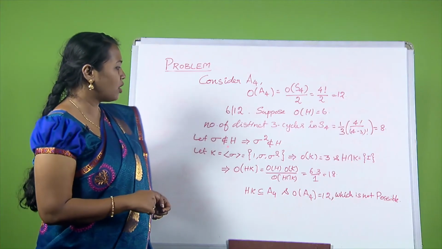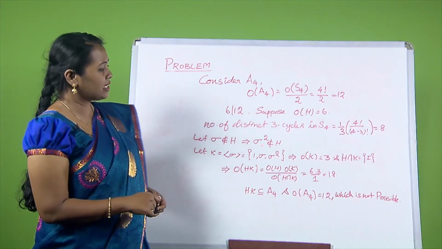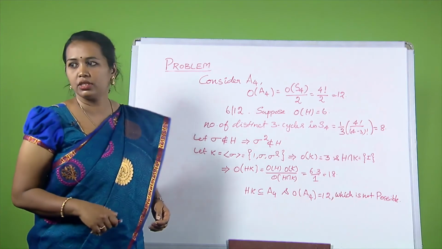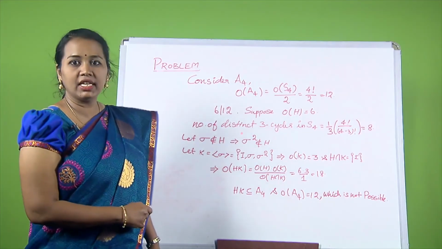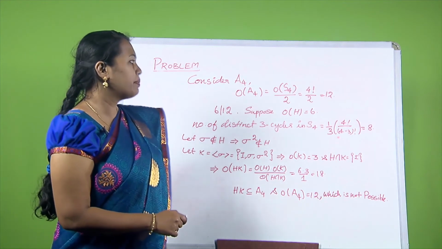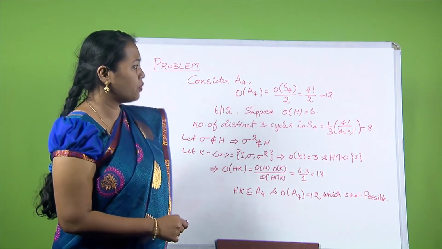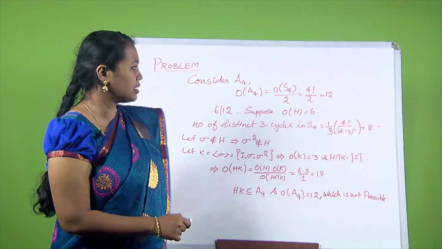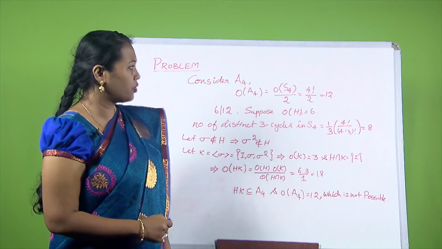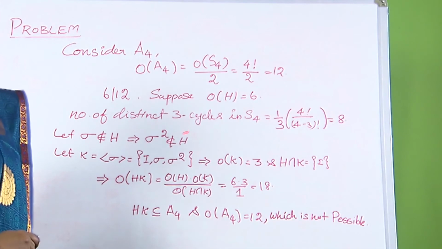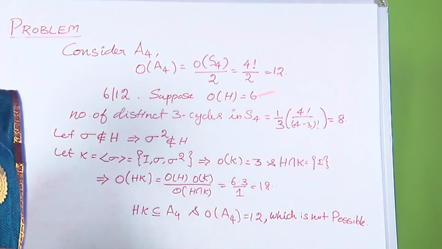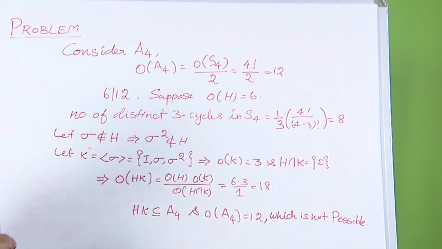Let sigma not belong to H. This implies that sigma squared does not belong to H. So we know that the number of distinct 3 cycles in S4 is 1 by 3 times 4 factorial by (4 minus 3) factorial, which is equal to 8. But our assumption is that the order of H is equal to 6, and since the number of distinct 3 cycles is 8, there is at least one permutation, namely sigma, which does not belong to H. So let us pick that particular permutation, sigma does not belong to H, which implies sigma squared does not belong to H.